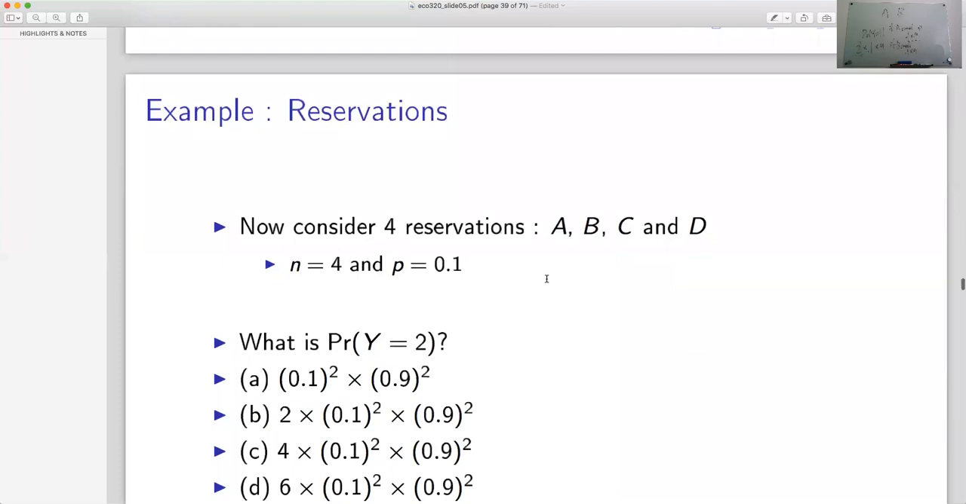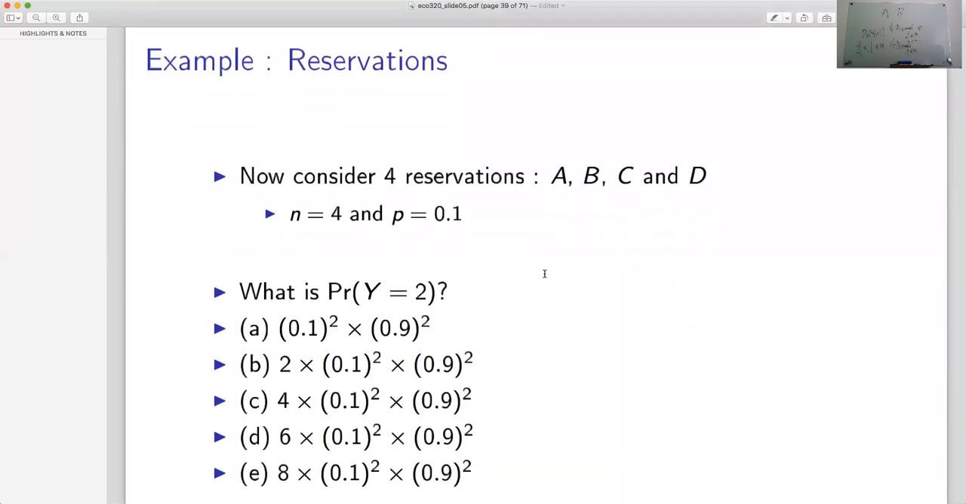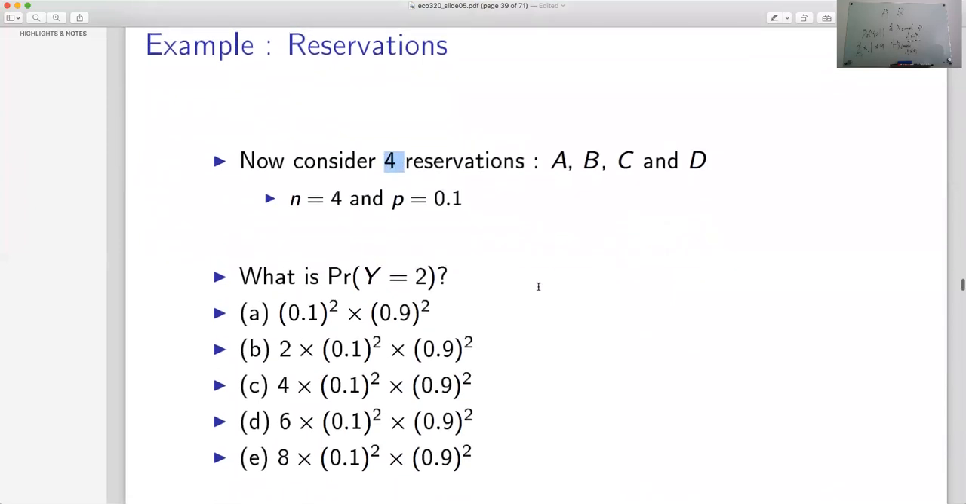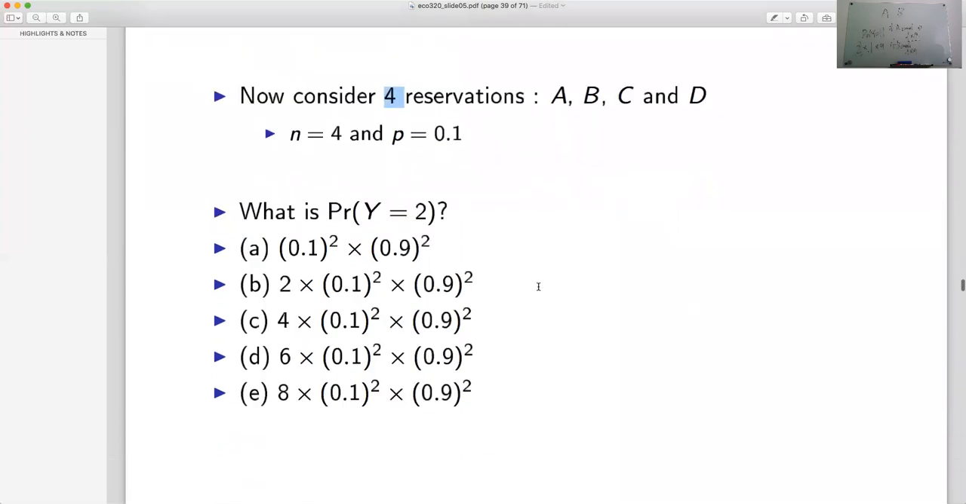Let's consider 4 reservations. What should be the case? So n equals 4, probability is 0.1. It used to be 3, but now increased to 4. Try to spend some time on this. I will just leave you the answer, but when you study, you need to pause this video, okay?